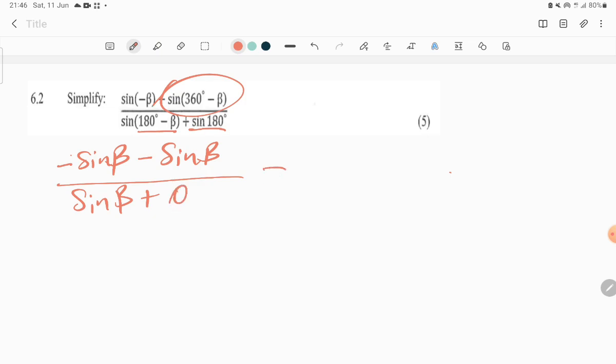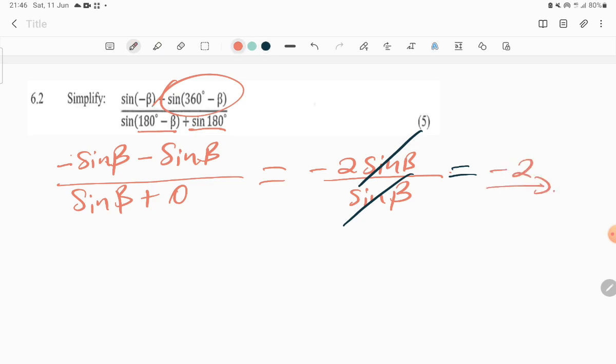So we can simplify our expression by saying, what is minus sine beta minus sine beta? It's just minus sine 2 beta, then divided by sine beta, then plus 0. Yeah, doesn't make any difference. Then therefore we can cross these out, and the answer is just negative 2. So for 5 marks, you have done yourself a good job.